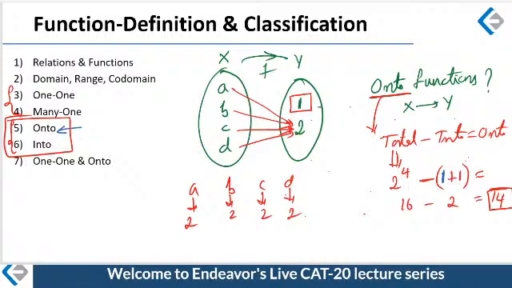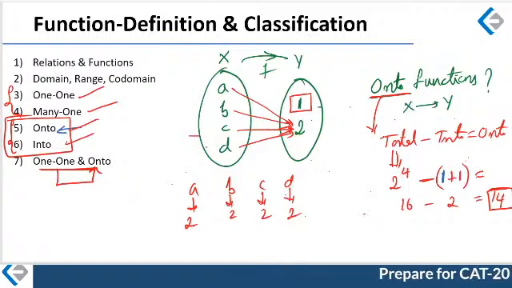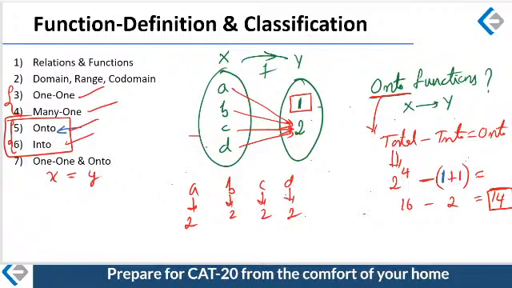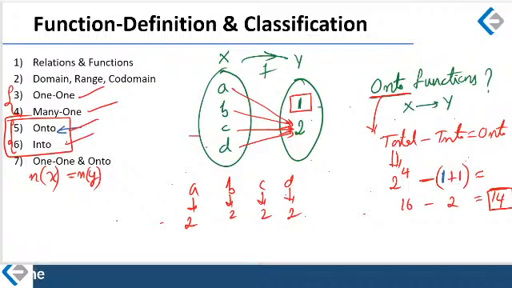If you are clear with your counting algorithms, you can count one-one functions, many-one functions, onto functions, into functions, and both one-one and onto functions. If you need one-one and onto functions, the number of elements in set X should be the same as the number of elements in set Y. Only then are one-one and onto functions possible. Otherwise, they are not possible.